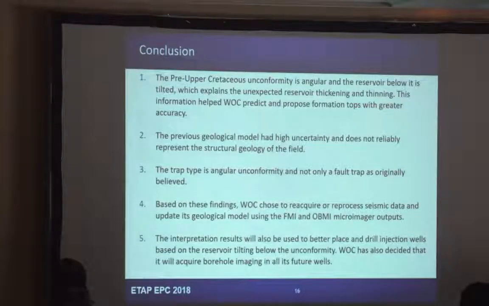Based on this finding, and this is an important point, Waha Oil Company chose to reprocess its seismic data and update its geological model using the new FMI and OBMI micro imager outputs. Finally, the interpretation result will also be used to place and drill injection wells based on the reservoir tilting below the conformity. Waha Oil Company decided that it will acquire borehole imaging in all its future wells.